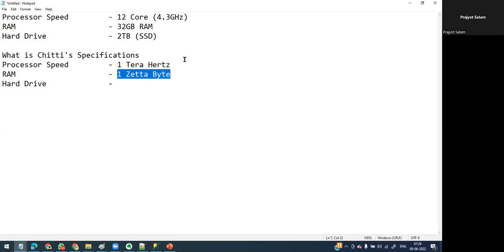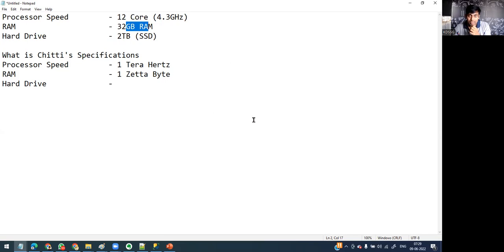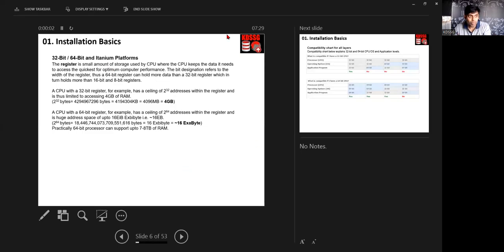Second thing, sir, Chitti's memory, RAM, sir, is 1 zettabyte, ZB. We are in GB, sir. This guy has zettabyte. So, sir, I just want to take the privilege of 5 minutes more, not more than that.